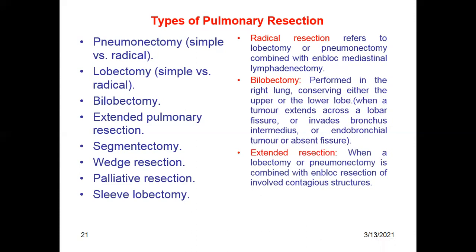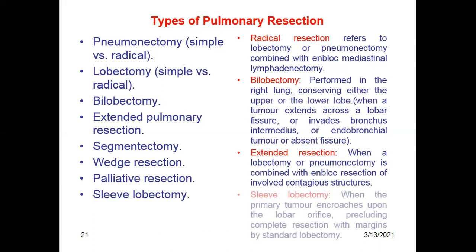The term extended resection refers to a lobectomy or pneumonectomy combined with en-bloc resection of involved contiguous structures, like chest wall involvement or diaphragmatic involvement. Sleeve lobectomy is a procedure in which a lobectomy is performed for a primary tumor that protrudes upon the lobar orifice and prevents complete resection with a free margin by standard lobectomy.